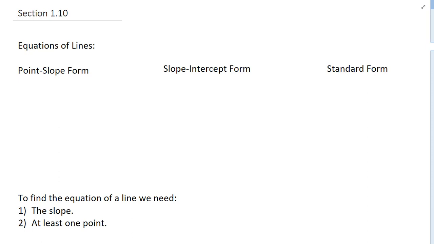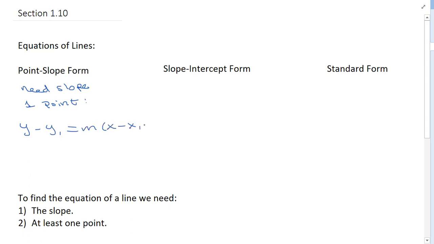So we can write the equation of a line using the point slope form. In this case, it means that in order to find the equation of a line, we need the slope and 1 point. The point slope form looks like y minus y1 equals m(x minus x1), where the slope is m and the point is (x1, y1). So if you have a point and you have the slope, we can use the point slope form.